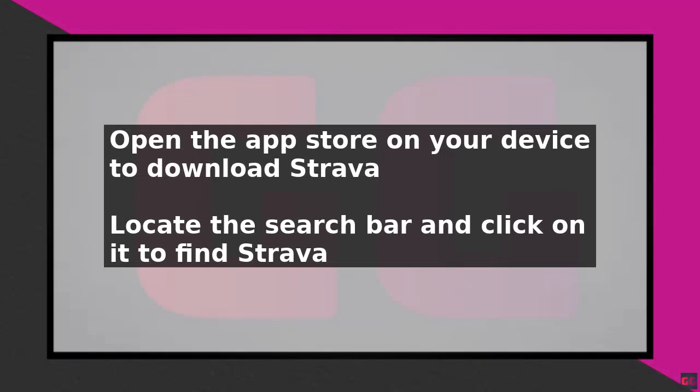To create a route in the Strava app, start by opening the App Store on your device. Once the store is open, locate the search bar, typically found in the bottom row, and click on it. Then, search for Strava and download the app.